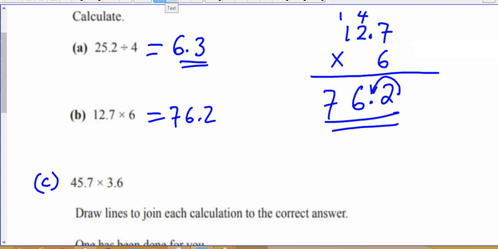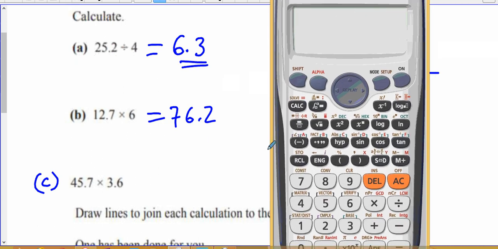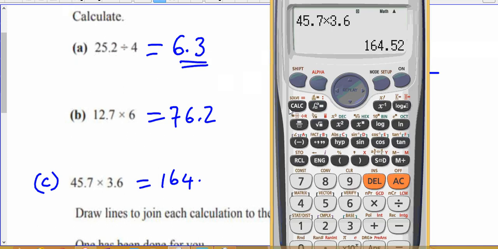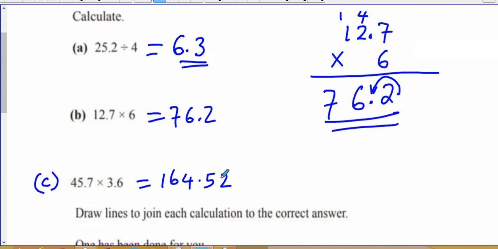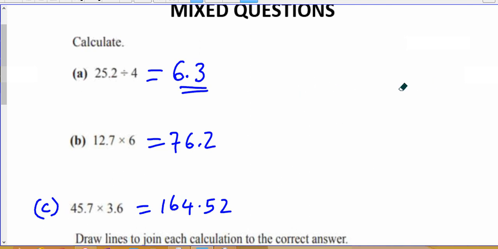Now, how about this number over here? How do we do that? Okay, using a calculator, you do 45.7 multiplied by 3.6. The answer is 164.52. Okay. How about without using a calculator? Without using a calculator, the work is the same. 45.7 multiplied by 3.6.